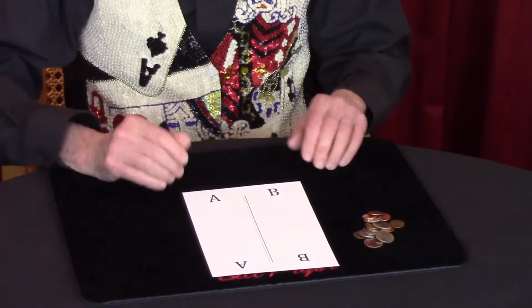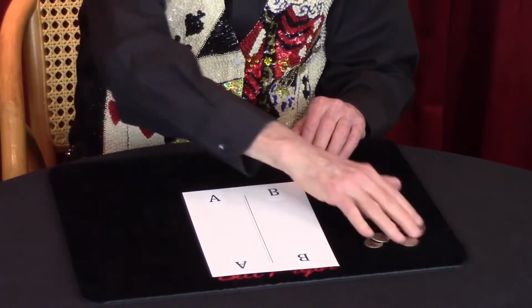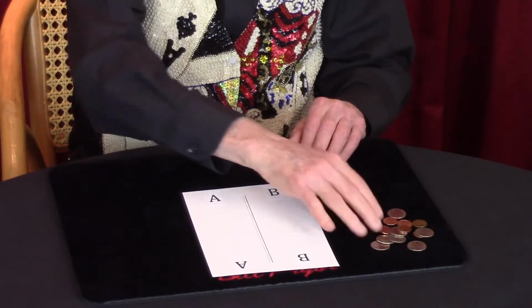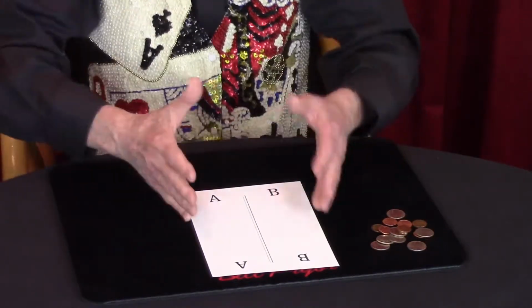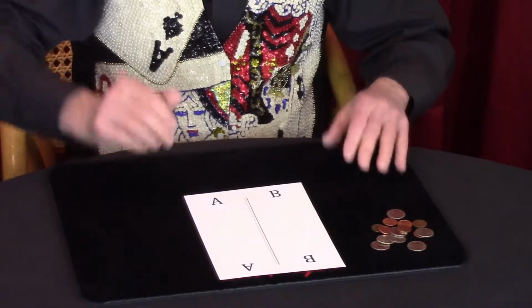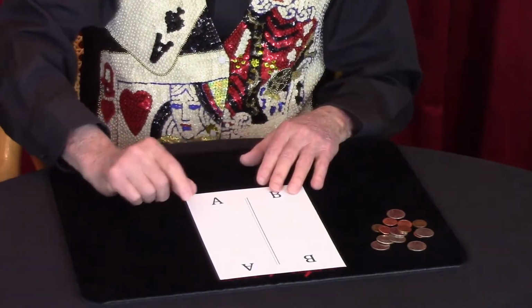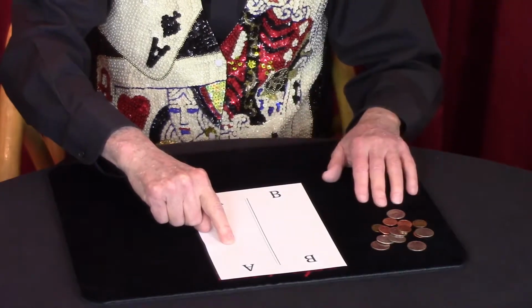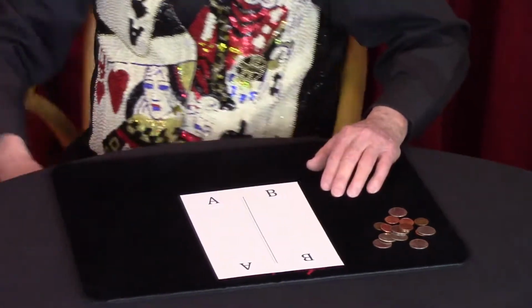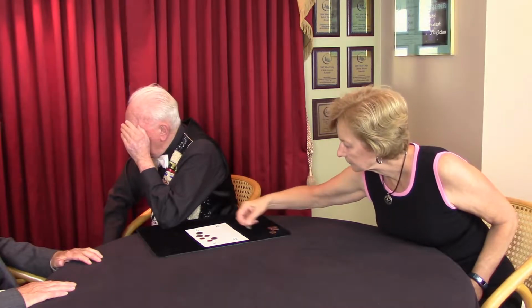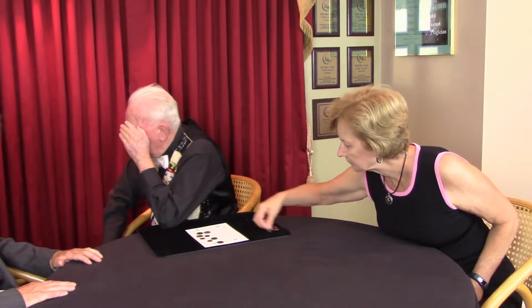And now a trick with some money. I have 14 coins here, some pennies and quarters, which should show up very nice here. Jean, I'm going to turn my back, and I want you to put 9 of these coins here and the other coins right there. Any 9. That is correct. Put 9 coins in A and the other 5 in B.